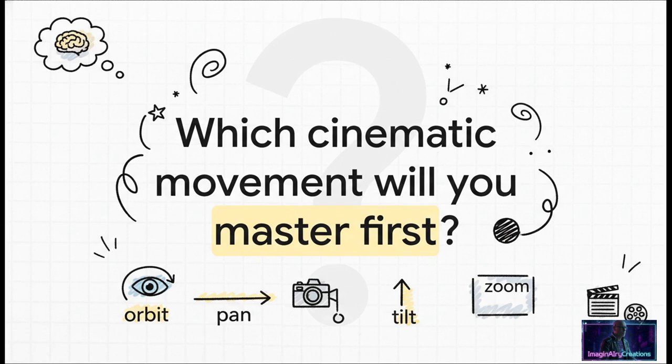So the only question left is, what are you going to make? Which one of these movements are you going to master first?